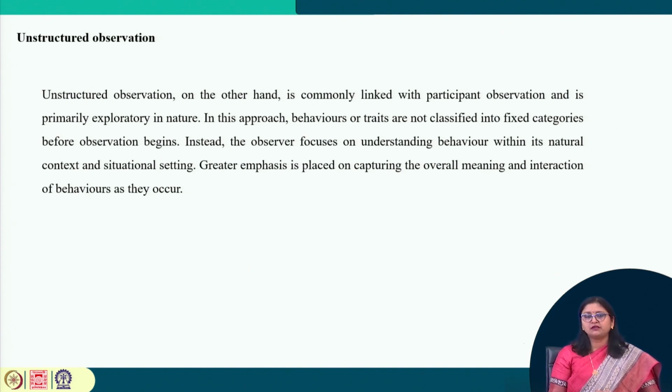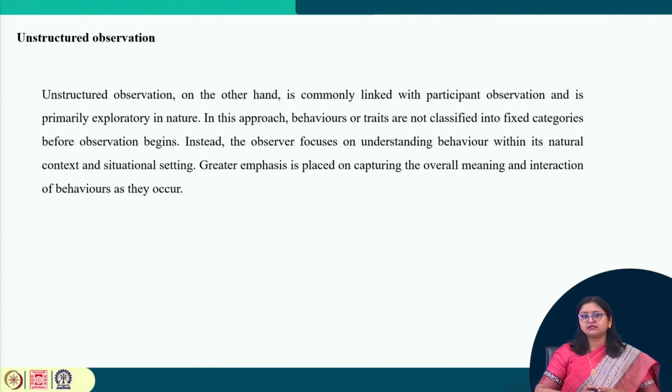In this approach, behaviors or traits are not classified into fixed categories before observation begins. Instead, the observer focuses on understanding the behavior within the natural context and situational settings. He or she observes what is going on around him in that particular research situation, and after that he tries to compile the observed phenomena.